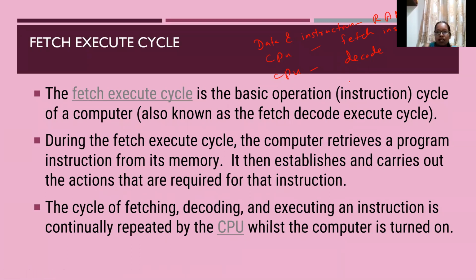And then it is executing. Execute means what? That is also done by the CPU. Executing means it is doing the calculation. Once it identifies or analyzes what it should do, then it will do that thing. So these are the parts of the von Neumann architecture, and the fetch execute cycle is inside this architecture.